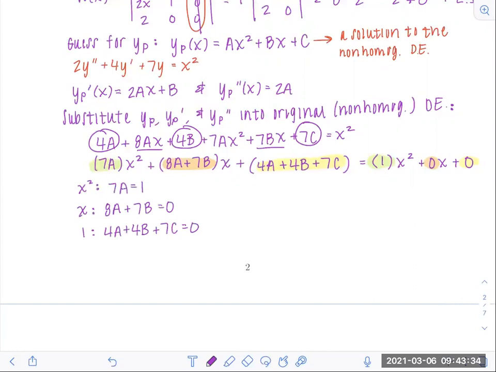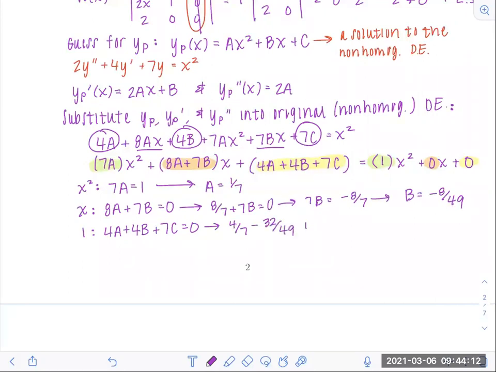And so now I just want to solve this system, and we can just work from the top down. Here we get that a equals 1/7. If I plug in a here, I get 8/7 plus 7b equals 0. 7b equals negative 8/7. So dividing by 7, I get b equals negative 8/49. And finally, plugging everything into the last equation, I have 4/7 minus 32/49 plus 7c equals 0.